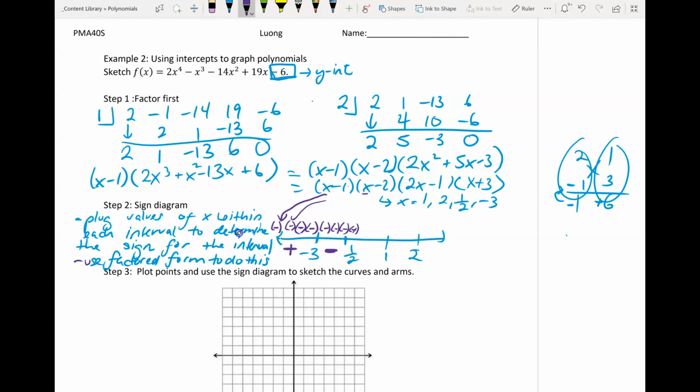Now we're going to look at, let's say, 3 over 4, which fits in between a half and 1. 3 over 4 minus 1 is a negative. 3 over 4 minus 2 is a negative. 2 times 3 over 4 minus 1 is a positive. And 3 over 4 plus 3 is a positive. So overall, this interval is going to be a positive number.